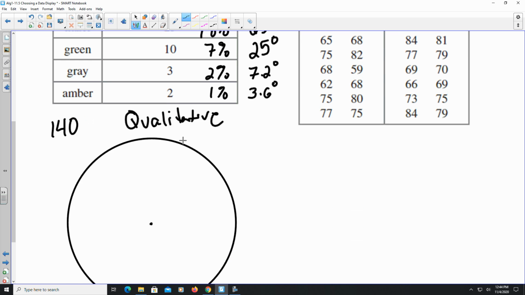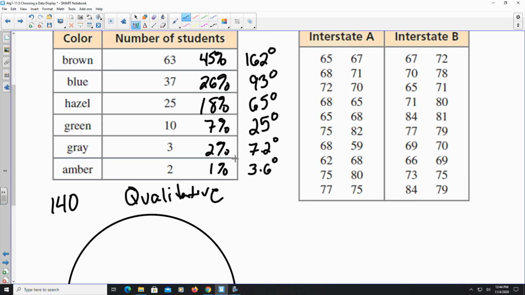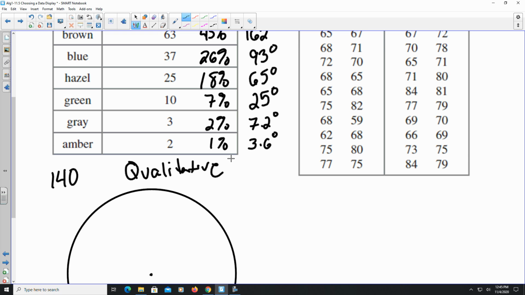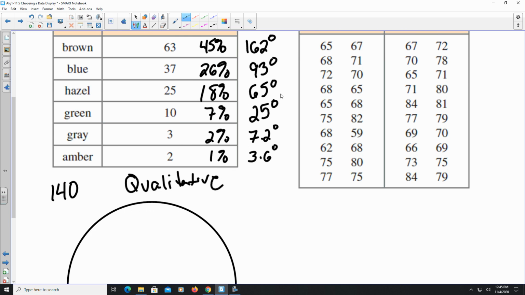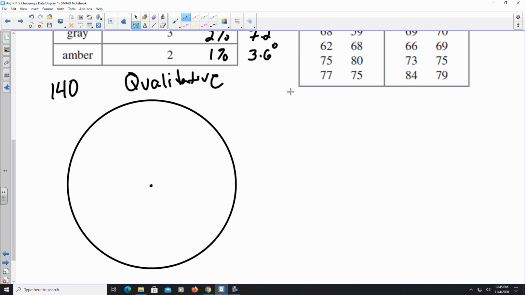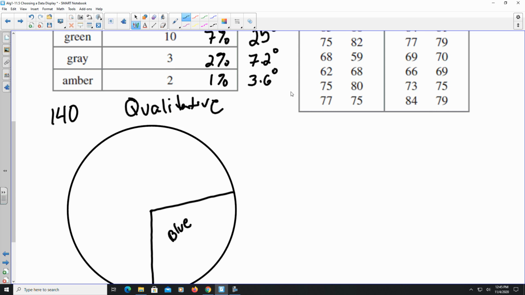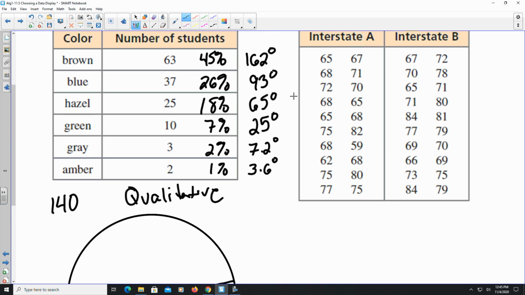Blue is 93, which is really close to 90. So if I go like here and then just a little bit over, I'm going to say blue, and then I'll put the count of 37. I'll cross that off to let me know that I took care of that.